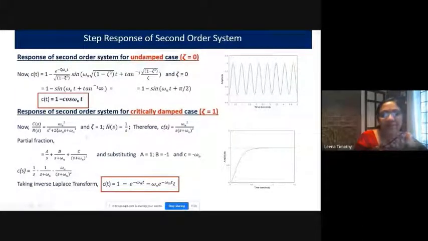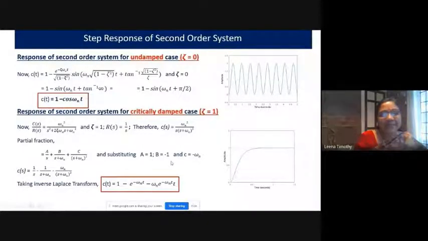Then again our aim is to find c of t, the output. So take the partial fraction: a by s plus b by s plus omega n plus c divided by s plus omega n the whole square. You have to find the values of a, b and c. Then you will get a is equal to 1, b is equal to minus 1 and c is equal to minus omega n. Do it as homework.